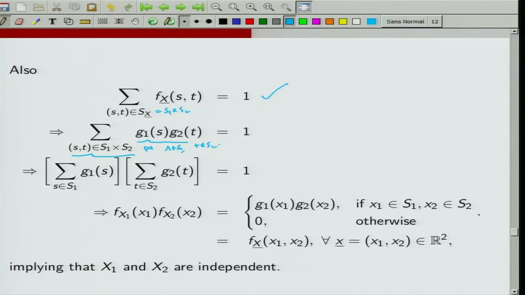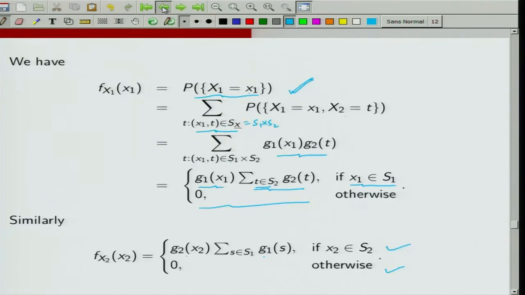to S2. So, what is happening is I have separated out the terms of s and t in the summation range, and here also. So, that means this double summation can be written as a product of single summations. So, this is the same as summation s belonging to S1 g1(s), and then summation t belonging to S2 g2(t) is 1. So, f_X1(x1) f_X2(x2) in this case would be, so this product is 1, you have to remember that, because I am going to the last slide.